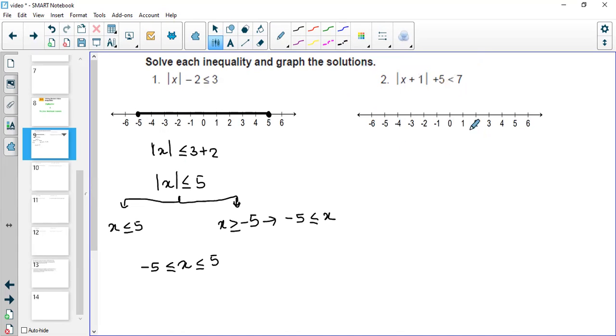Let's try one more. What you have to do first is get rid of this positive 5 which is outside the absolute value line. So let the absolute value be inside, all without any problem. So the next one is going to be 7 minus 5, which means the absolute value of x plus 1 is going to be less than 2. Now what's the next step? Give 2 possibilities.